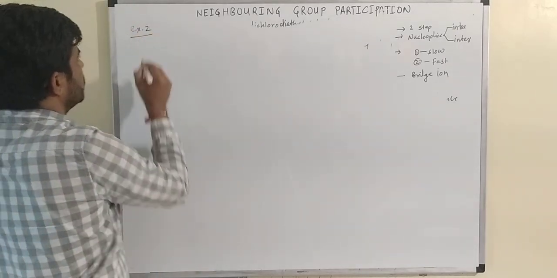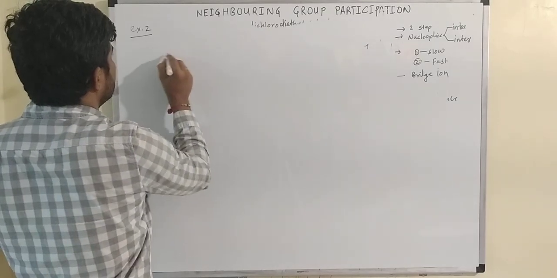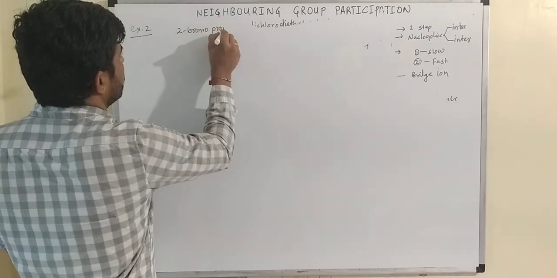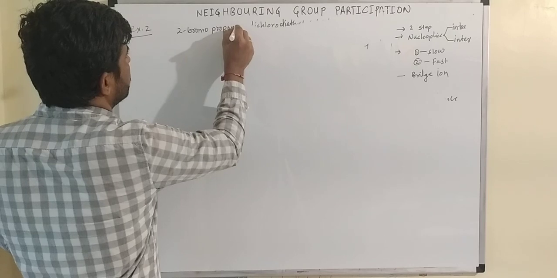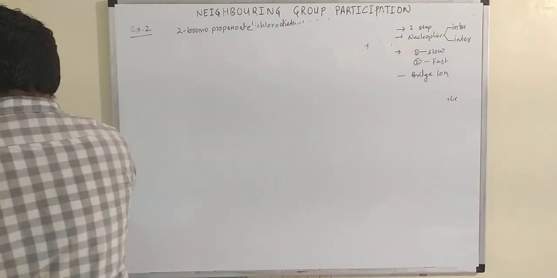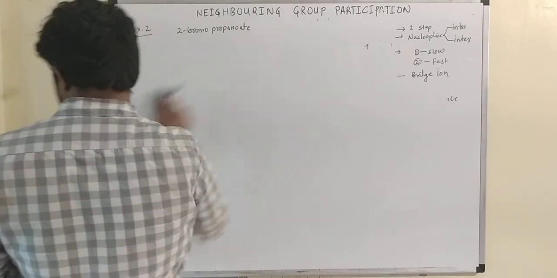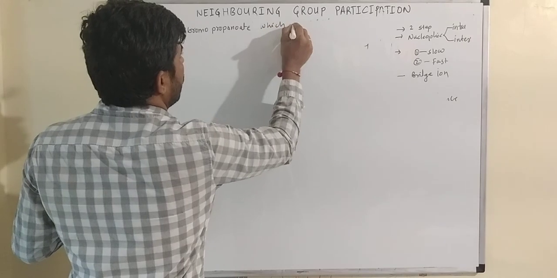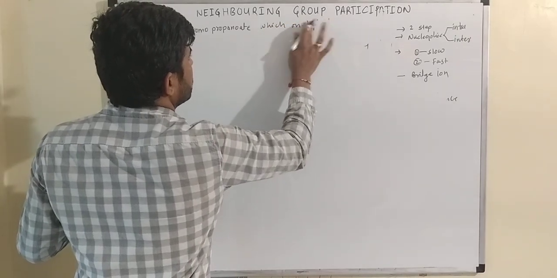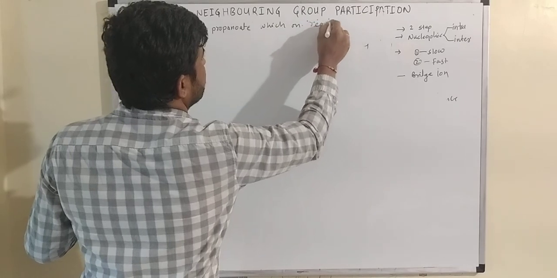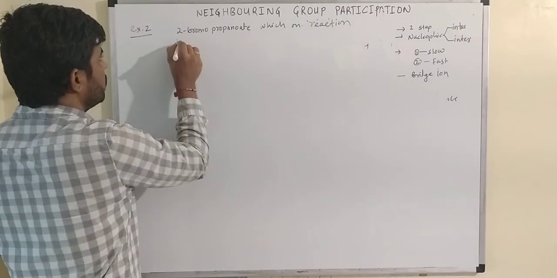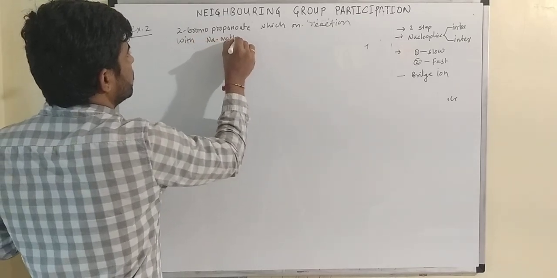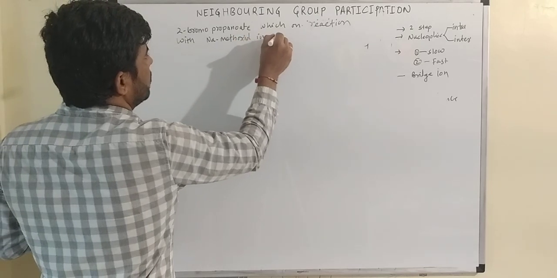Example 2. That is 2-bromopropionate, which on reaction with sodium methoxide in methanol.